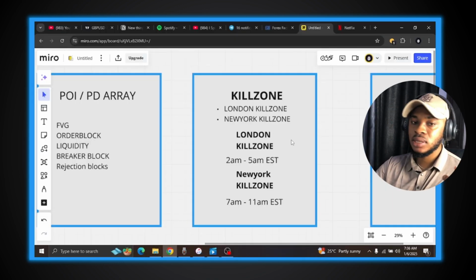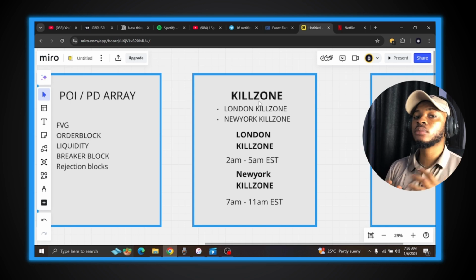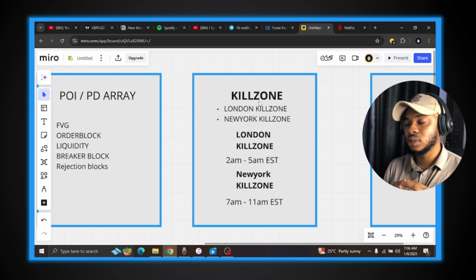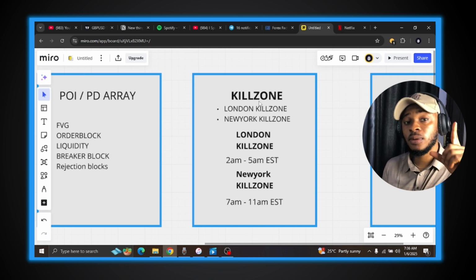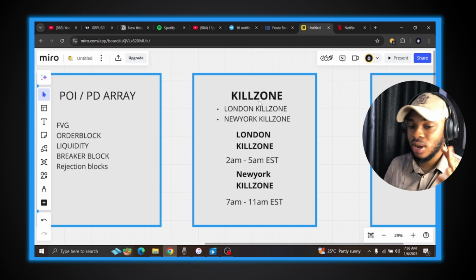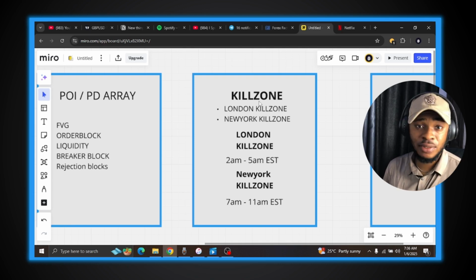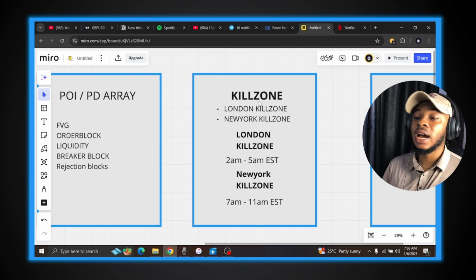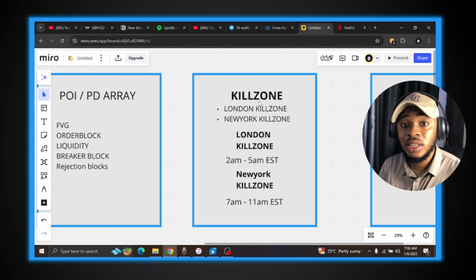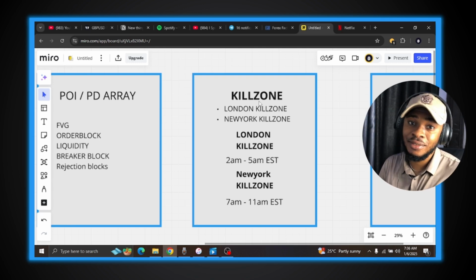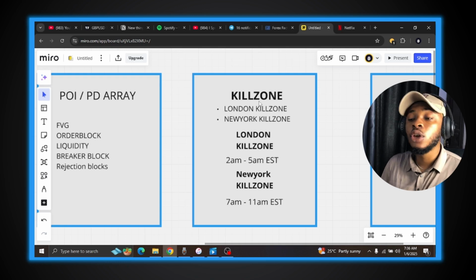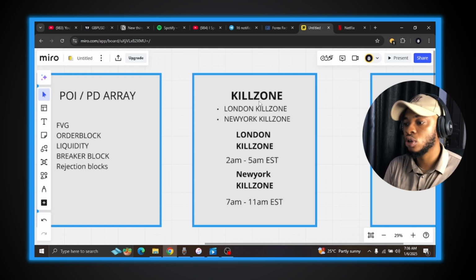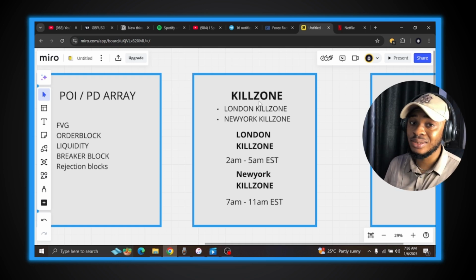So the next we're going to be talking about is Killzone. Now, Killzone is the time we come to the chart. I've told you guys countless times that if you're on the chart round the clock, you will lose money almost every time. Because like I said, the market is always changing structure. And if you're always on the chart, you find it changing structure back to back and you get involved and you lose money. You'll be in a trade when it's changing structure. So always use Killzones, which is the specific time you should come to the chart.